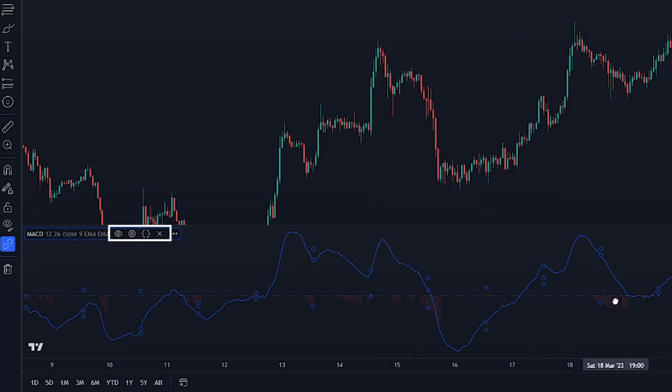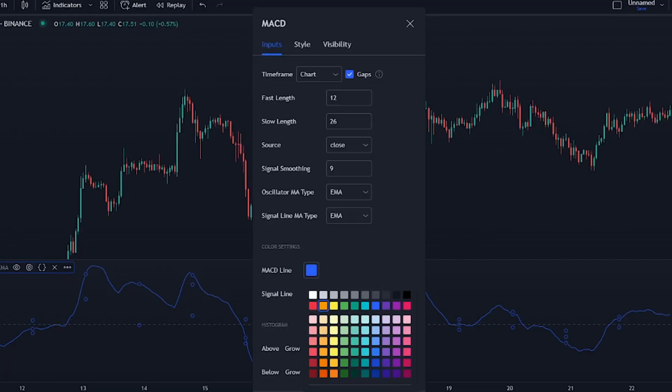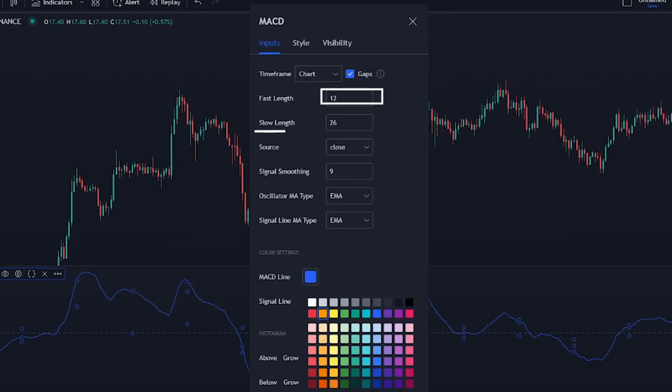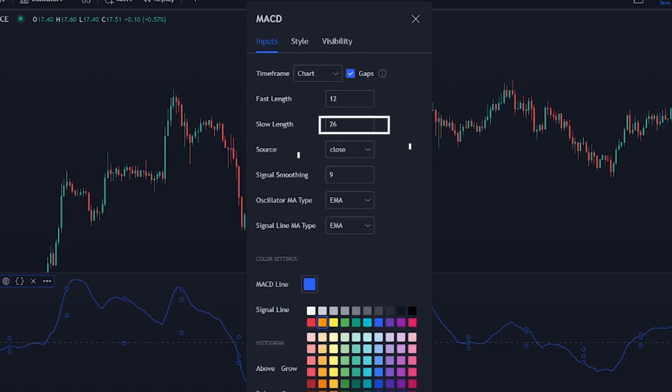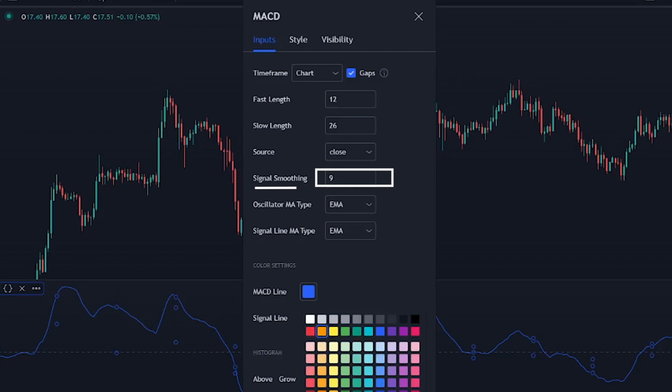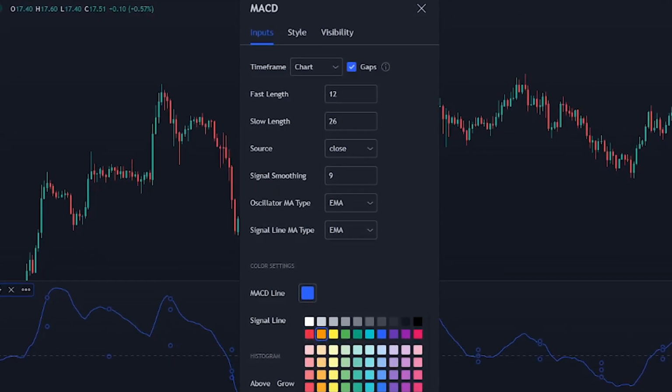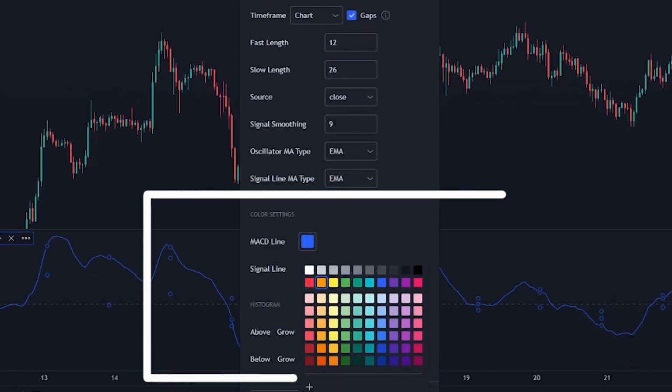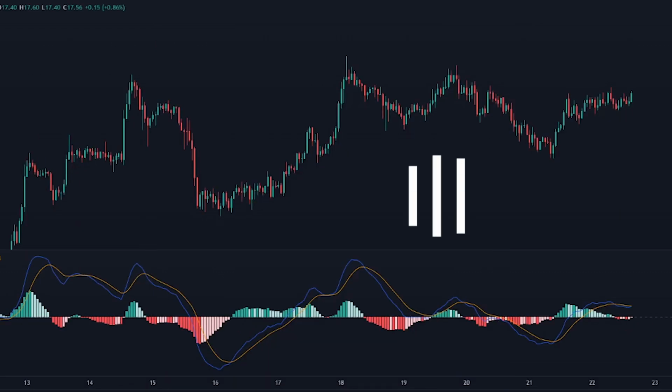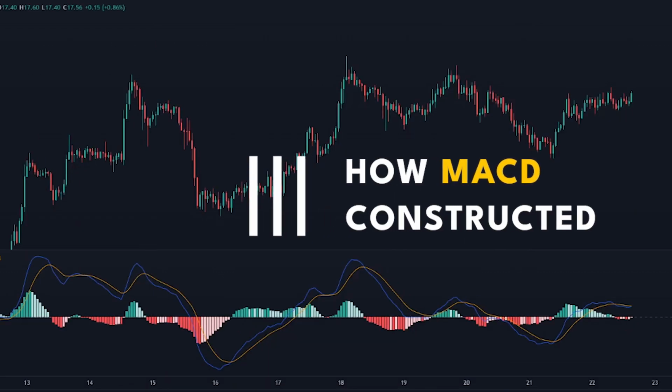Go to Settings and check if all the settings are preset to the right values. Fast length should be 12. Slow length should be 26. Source is set to close. And signal smoothing is set to 9. The other settings, like color, can be changed, but we prefer the preset colors. Now that we are all set, let's see how the MACD indicator is constructed.